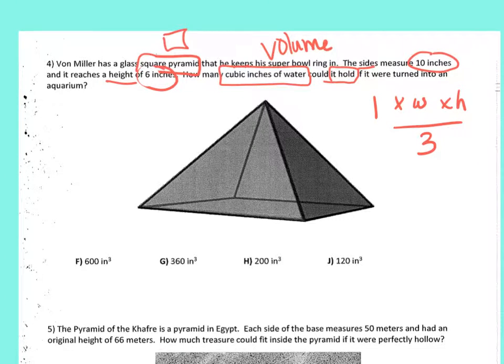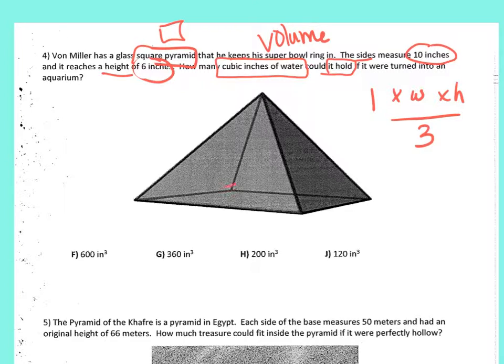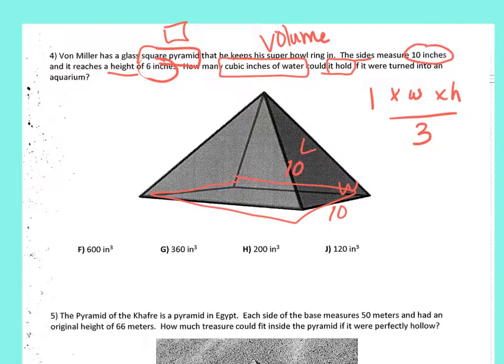Okay, it gave me the side measures 10 inches. That's talking about the sides of the base. If your base is a square and you know one side length, what else do you know? All the other ones. So that's going to be your length times width. Okay, and it said the height was 6 inches. So my length is 10 times my width was 10 and the height was 6 divided by 3.